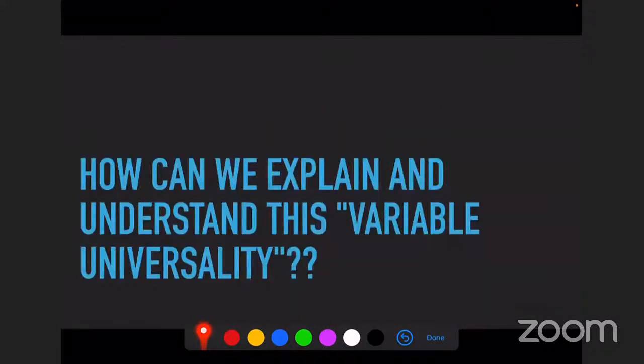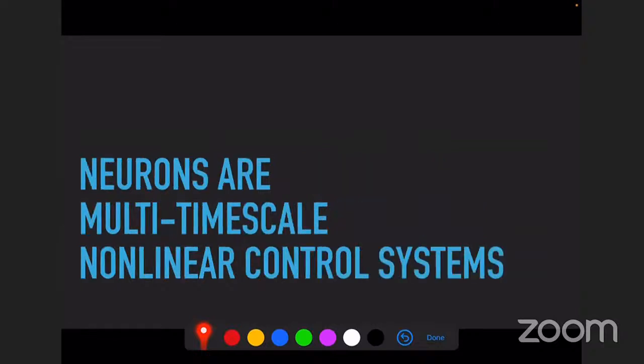So the question is, how can we explain and understand this variable universality? I will answer this by using both control theory and singularity theory, and the way in which these two theories can be jointly used to say something more insightful about this observation. I will again repeat something that you have already seen in this workshop a few times, that is, neurons are multi-time scale nonlinear control systems.